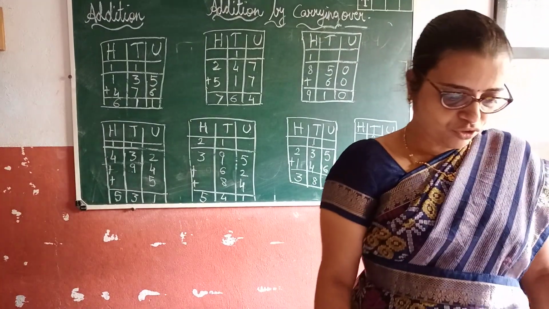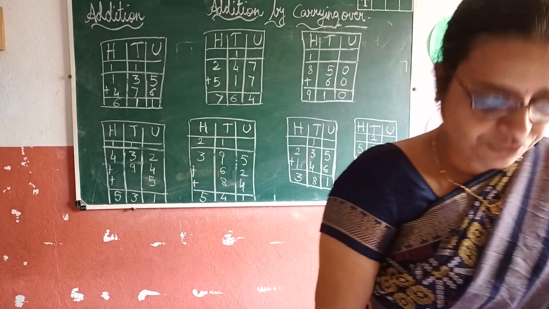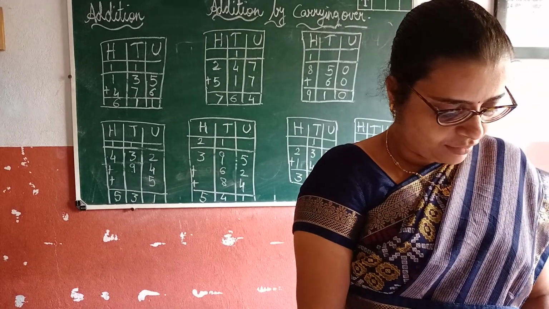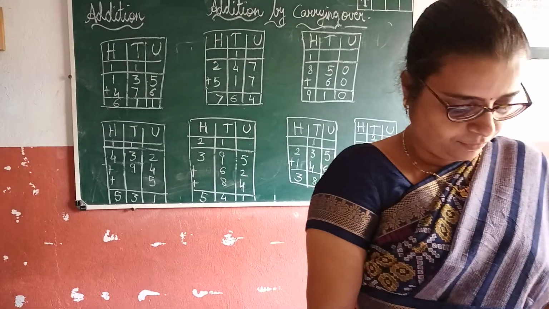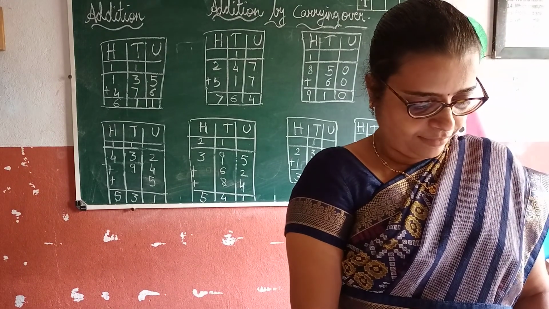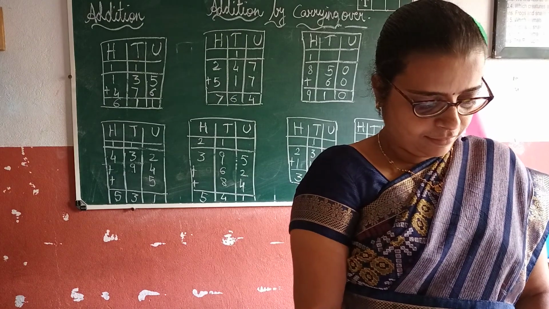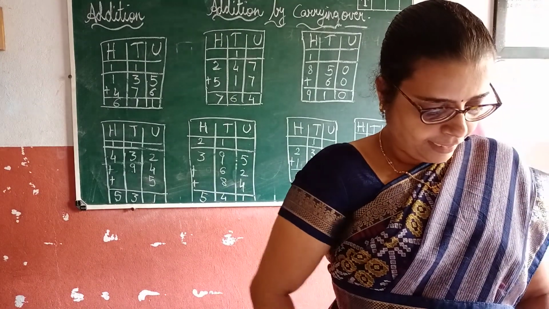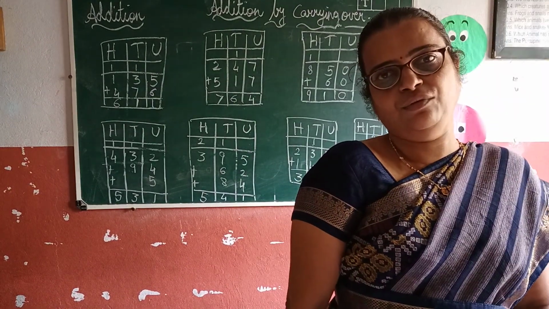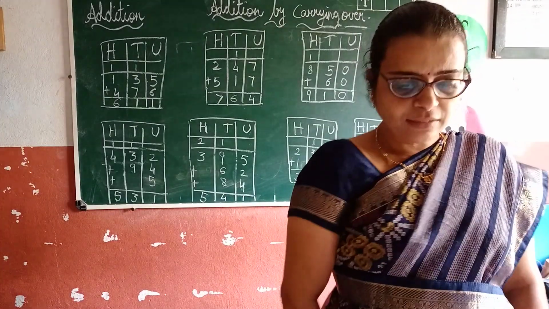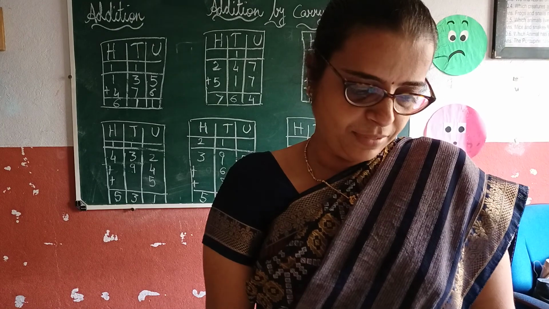So look here, using each of the given digits only once, make the 3-digit number. So they are given here 6, 7, 8. So you have to write here 6, 8, 7. Again you have to write here 7, 6, 8. Again 8, 7, 6. In this way you have to write here.